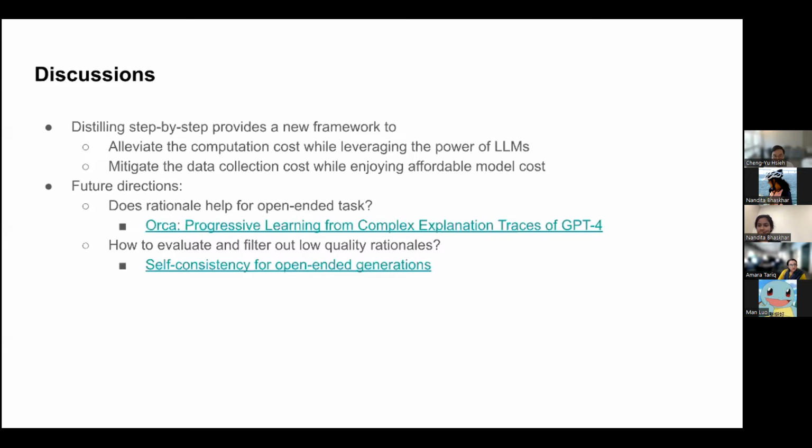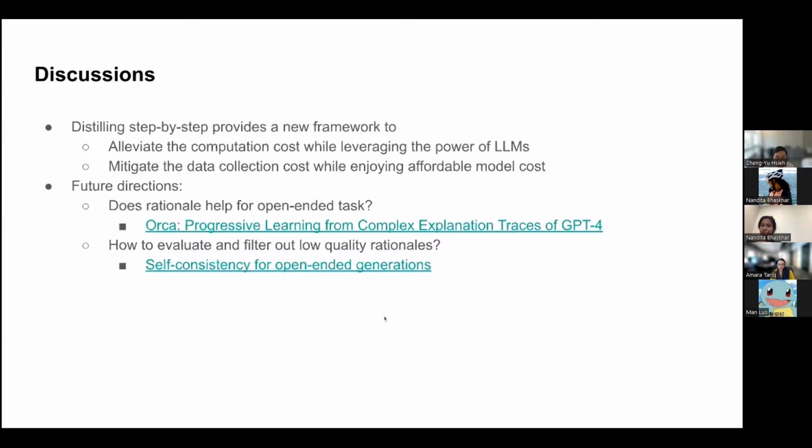And actually, in this Orca paper, they also prompt a large language model. In this case, they prompt a GPT-4 model to generate explanation traces for different instruction data points, and they use the resultant instructions and explanations, which in this case we call rationales. In this work, they use these data points to instruction-tune smaller models, and they also find that the rationales can provide richer information for the student models to better follow instructions. So this is one related work on using rationales for more open-ended tasks.